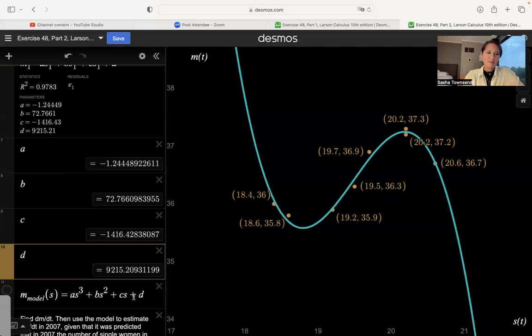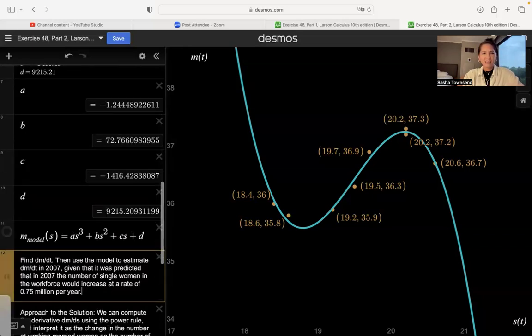I really don't know how to interpret that, thinking of the number of married women as a function of the number of single women and thinking of that fluctuation. I don't really know if that's appropriate, but there is a relationship, as we can see, and a cubic model seems appropriate.